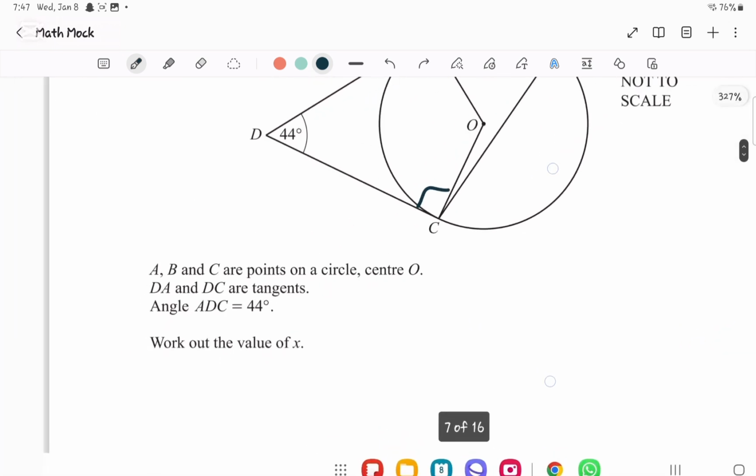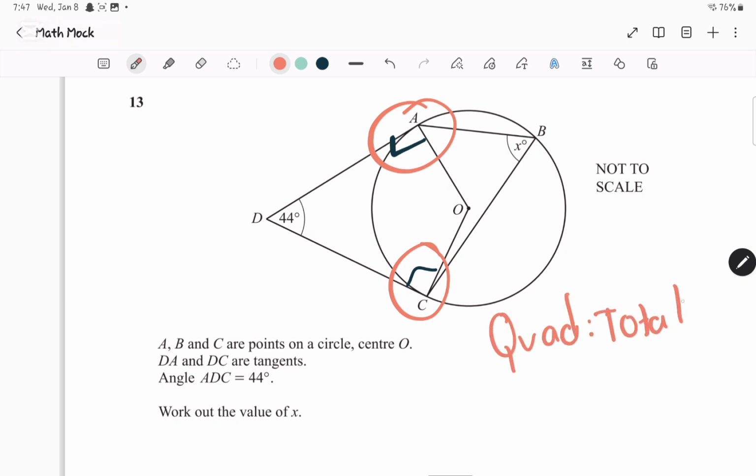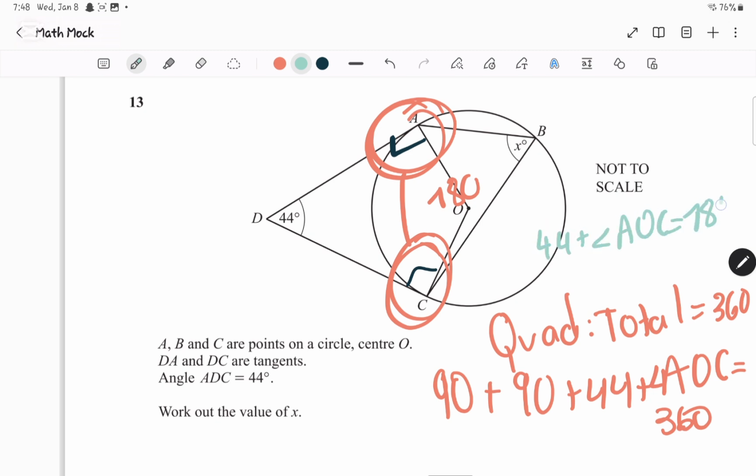So very simply, since this is 90, and this is 90, and we know that in any quadrilateral the total is equal to 360, we know that 90 plus 90 plus 44 plus angle AOC is equal to 360. In other terms, these two make 180. 360 minus 180 is 180. So you can write that 44 plus angle AOC is equal to 180.